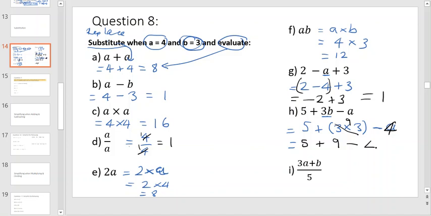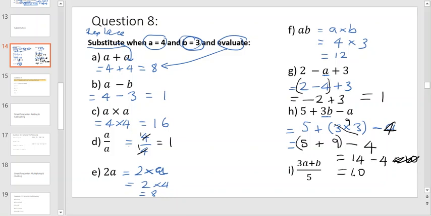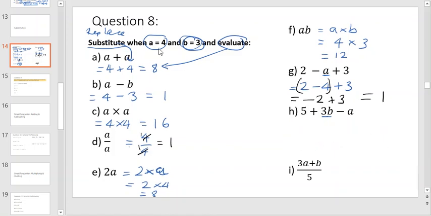So take away 4. Now, once again, I've got plus and take away. They are equal operations. Neither comes first, so work from left to right. Do 5 plus 9 first, and then take away 4. 5 plus 9 is 14. 14 take away 4 is equal to, I'll just do it here because I haven't got room, 10. So when you're setting out your working out, make sure you have one equal sign per line and all underneath each other. So we should have had equals 10 down there, really. I just haven't got room.